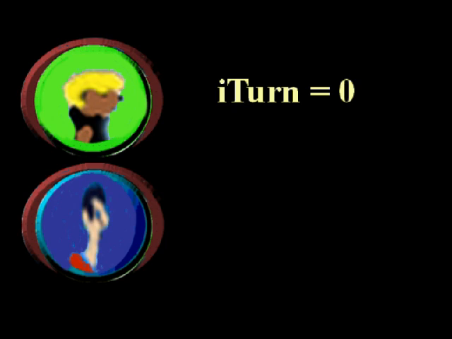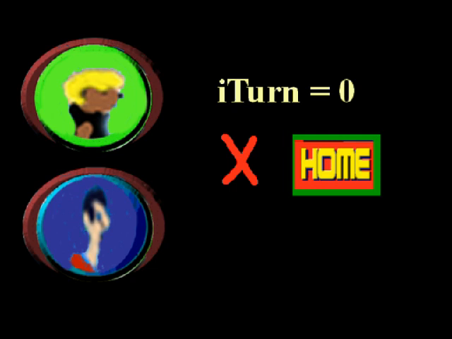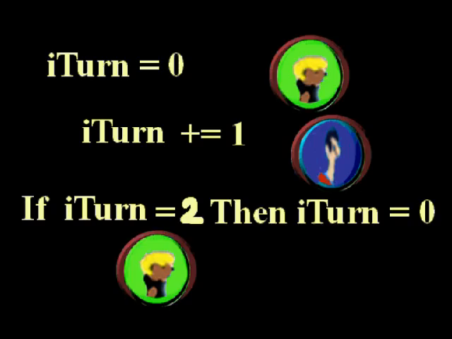When the player's counter has been moved, and is not on the home square, we increment the value stored in iturn, with the code, iturn plus equals 1. But we only have 2 players, so we have to tell the computer that if iturn equals 2 then iturn equals 0. Otherwise it is no one's turn anymore.